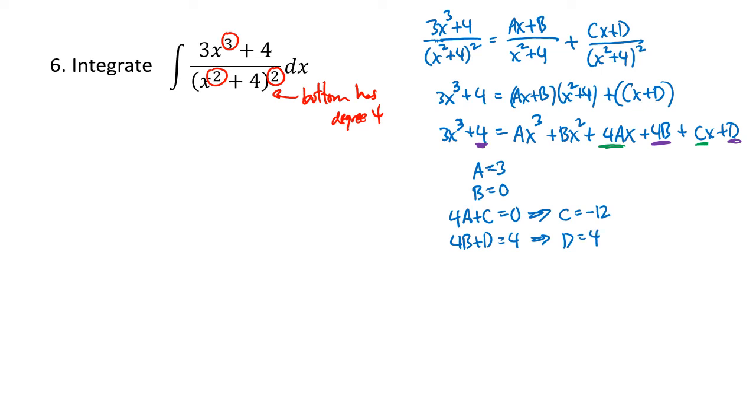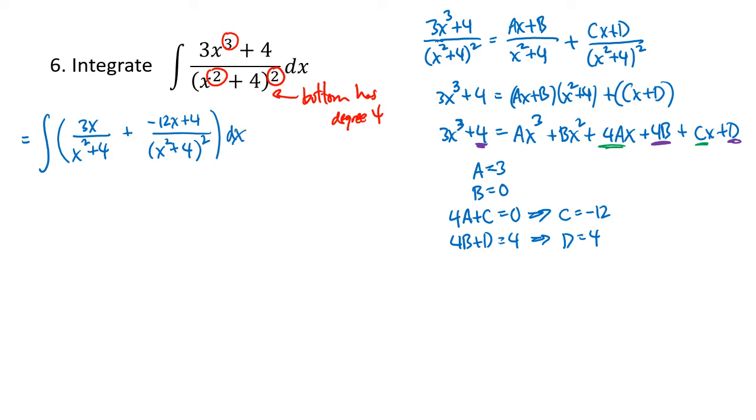All right, so we've decomposed our fraction, but we still have plenty of work to do. So we have ax plus b divided by x squared plus 4, so that's 3x divided by x squared plus 4. And then we have cx plus d, negative 12x plus 4 divided by x squared plus 4, all squared. Okay, so how do we deal with all that?